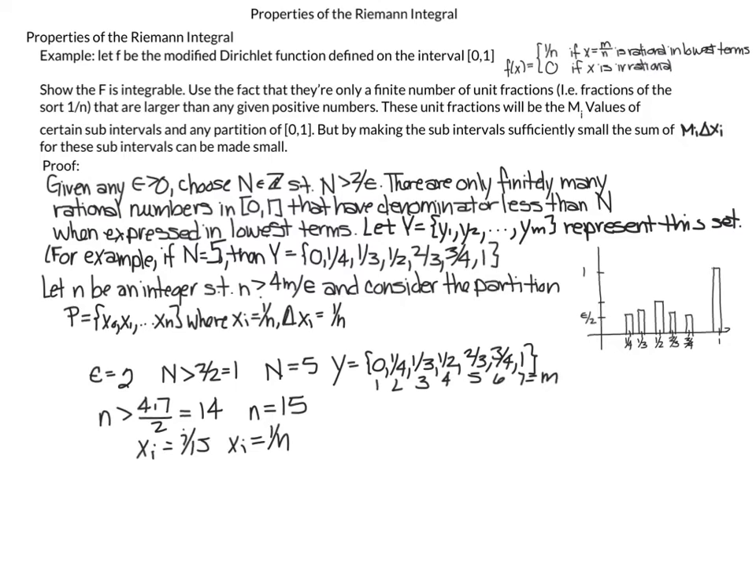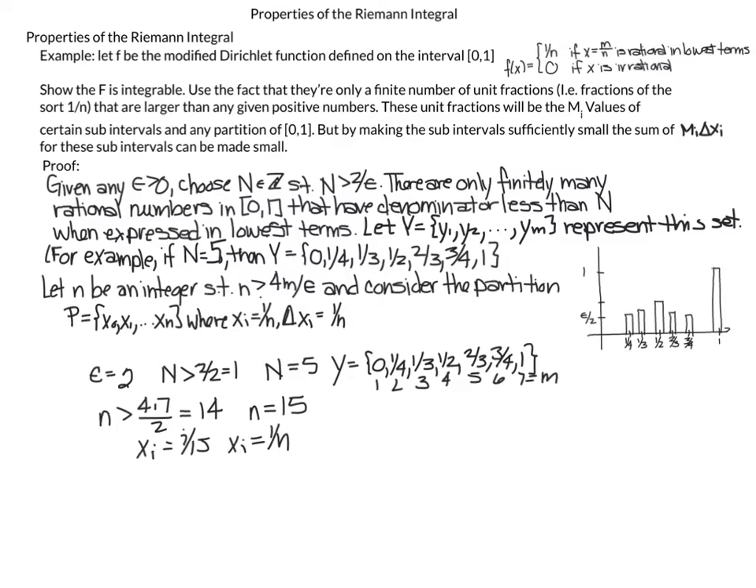We're going to let little n be an integer such that n is greater than 4m divided by epsilon, and m is the number of terms we have in Y, or number of fractions we have in Y. So we have 1, 2, 3, 4, 5, 6, 7. So m is equal to 7 when N is equal to 5. And we consider the partitions x0, x1 up to xn, where x sub i is equal to i over this little n here, and our delta x sub i, the length of our interval, is 1 over n.